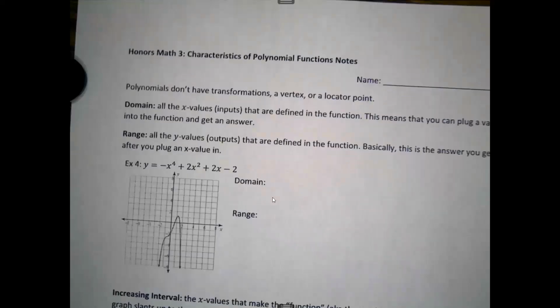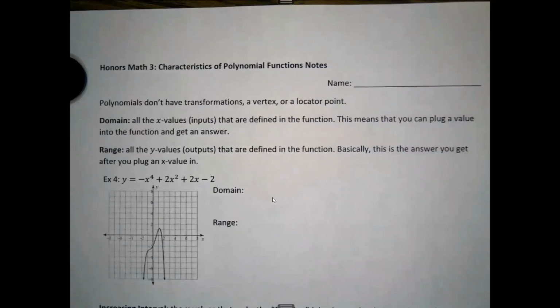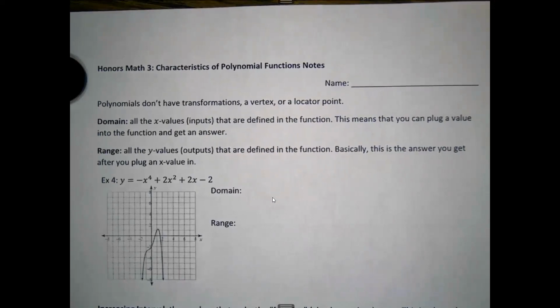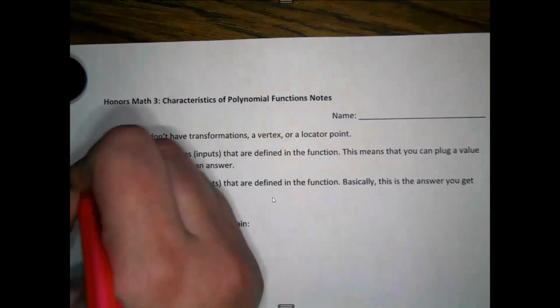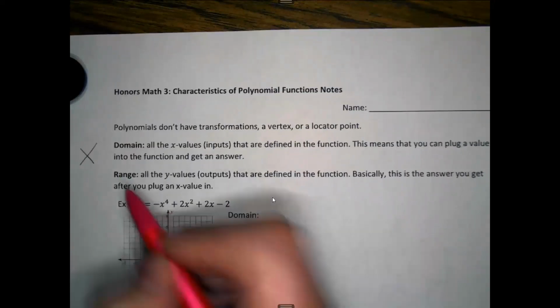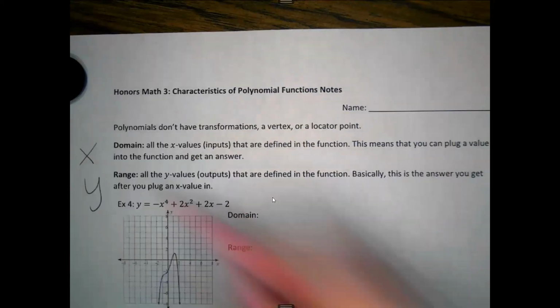So we're gonna get started with domain and range. Can somebody remind me what we look at on the graph for domain and range? Domain is the X and range is the Y. So for domain, we're going to look how far to the left and right the graph goes. For range, we're going to look at how far up and down the graph goes.